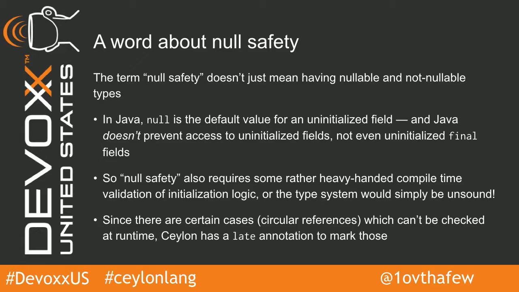So what we have is an annotation called late, which marks a field as being initialized later. The behavior of that is that if I access a late field, the compile time checks ensuring that it's not accessed before it's initialized are suppressed. But if I do access it before it's initialized at runtime, I'll get an immediate error. That's still better than a null pointer exception far from the point of access of the uninitialized field.